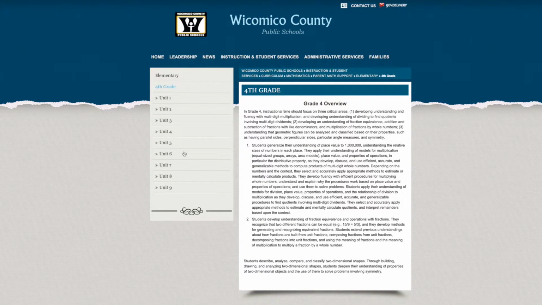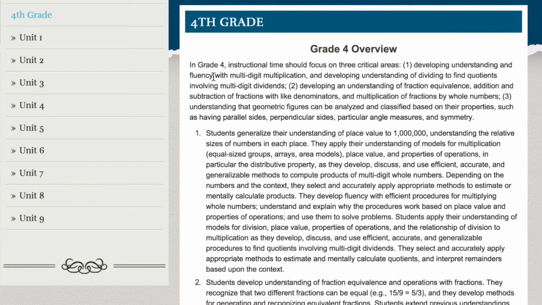Now what you see over here on the right is an overview of the entire curriculum in grade 4. You're going to see the 3 critical areas that are focused on in grade 4, including developing understanding with fluency of multi-digit multiplication, also developing an understanding of fraction equivalence and addition and subtraction of fractions, as well as understanding that geometric figures can be analyzed and classified based on their properties. On the left you're going to see all of the different units that are going to be taught during the course of the year. Today we're going to focus on Unit 2.